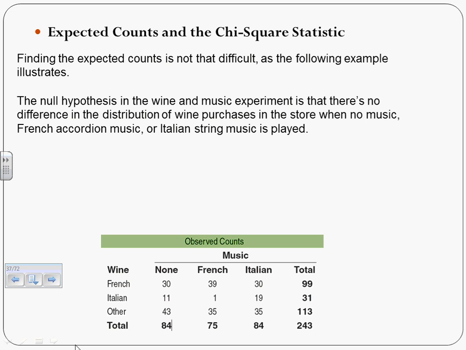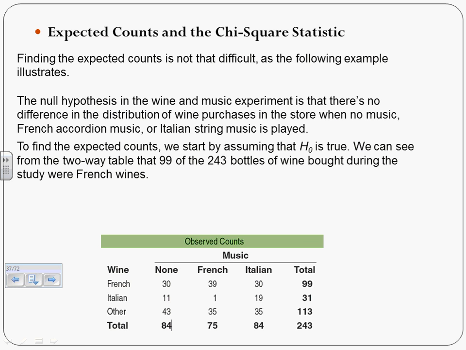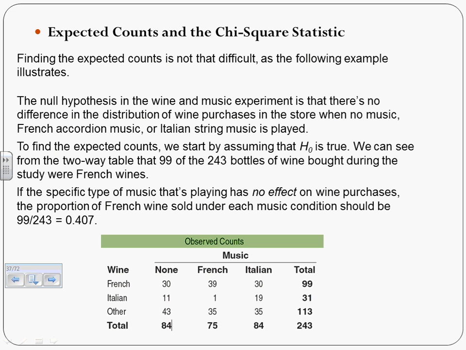Finding the expected counts is not that difficult, as the following example illustrates. So here our null hypothesis in the wine and music experiment is that there's no difference in the distribution of wine purchases in the store when no music, French accordion music, or Italian music was playing. To find the expected counts, we start by assuming that the null is true. We can see from the two-way table that 99 of the 243 bottles of wine bought during the study were French wines. So if the type of music playing has no effect on wine purchases, the proportion of French wine sold under each music condition should be about 99 out of 243.